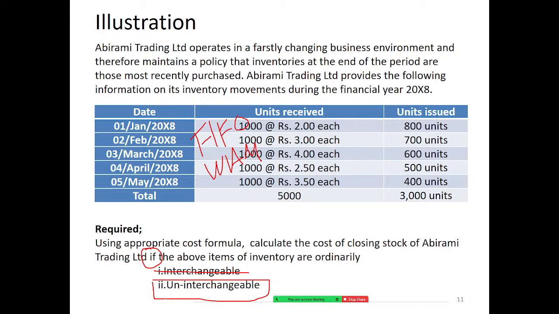In the second circumstance, if the item is uninterchangeable, it means each and every item is different. Say for example, this is item A, this is item B, item C, D, E, like that. So when we calculate the inventories in these circumstances, 1000 units purchased and 800 units supplied.